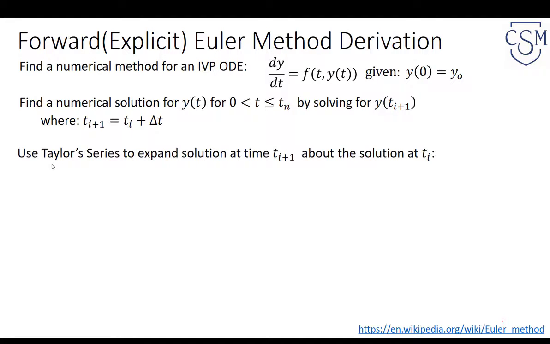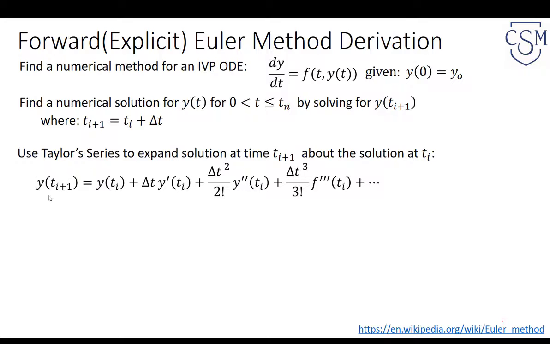We'll do what we did before to discover a numerical method for differentiation and integration, and we'll use a Taylor series to expand the solution about time ti plus 1 around the solution at ti. You can envision here that we would know y of t0, where that is equal to y naught. And if we take a little step, we could solve ti plus 1. So this Taylor expansion gives us y of ti plus 1 is equal to y of ti plus delta t times the first derivative of y of ti, plus delta t squared over 2 factorial times the second derivative of y at ti, and so forth.